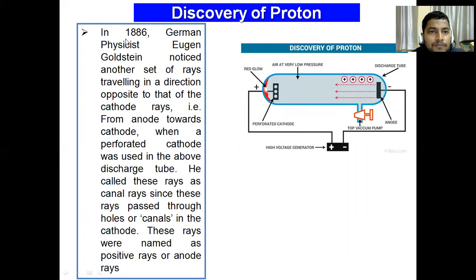Later on, in the year of 1886, German physicist Goldstein noticed another set of rays traveling in a direction opposite to that of the cathode rays, so from the anode towards the cathode, when a perforated cathode was used in the above discharge tube. He called these rays canal rays, since these rays passed through the holes or canals in the cathode. So these rays were named as the positive rays of the anode.